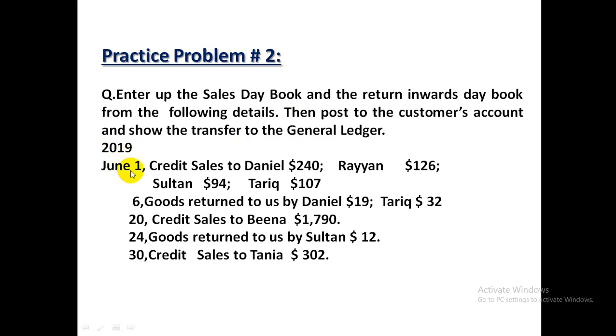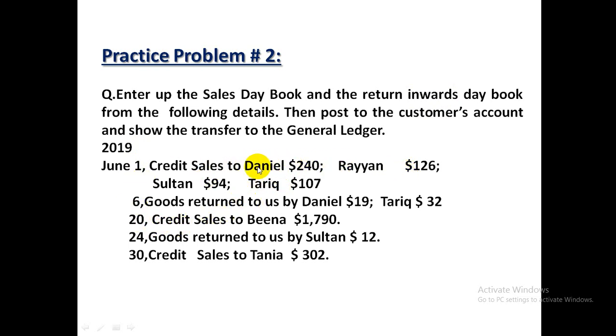2019 is the year, June 1 is the date. Credit sales to Daniel, Ryan, Sultan and Tariq for these amounts are done on this date. Goods returned to us by Daniel and Tariq. The sale of goods transactions will be recorded in sales daybook. The return of goods transactions will be recorded in return inward daybook. The date is important. Name of customers and the amounts are important. Invoice numbers are not given.